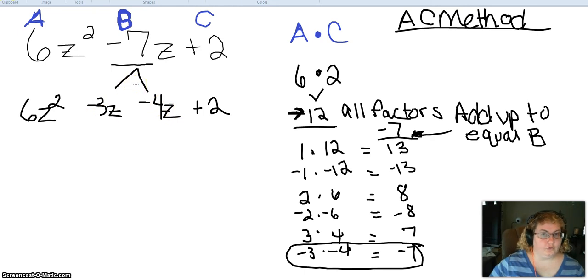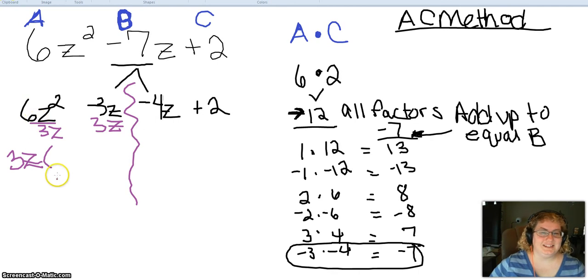Now that you've got 4 terms, this is where factor by grouping comes in. If you're watching this before you've started any of the factoring, factor by grouping has 4 terms. You're going to draw a squiggly line right down the middle. On the left side, we're going to focus on what we can factor out. If you look at both terms, we can factor out 3z. Whatever you divide out, you set aside, and whatever's left over you put inside parentheses.